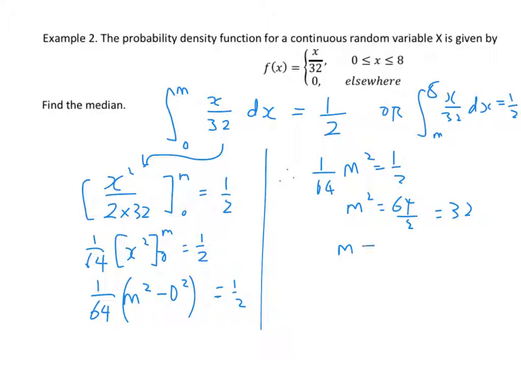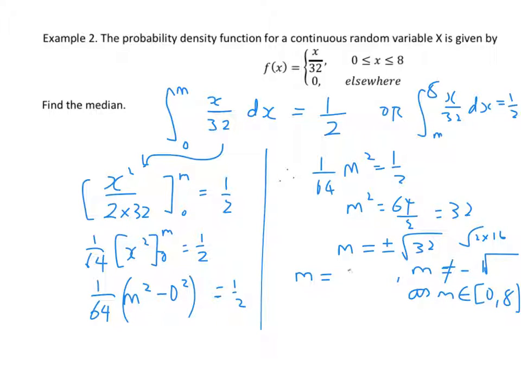So m could be plus or minus the square root of 32, but you only take the positive, not the negative, because m has to be between 0 and 8. Now, square root of 32 can be simplified to 4 root 2. So therefore, that's your m value there.